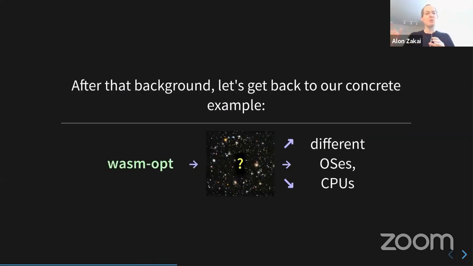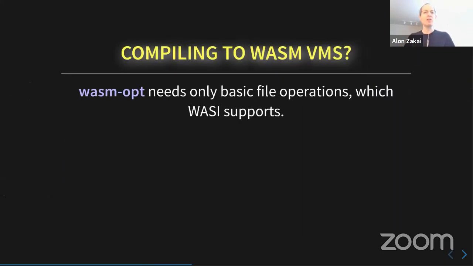Okay, so that was background generally for this space, but let's get back to the concrete example. So we have the Wasm tool, and we want to compile that to some kind of a universal build, just one build, and we want to ship the universal build to different OSs, different CPUs, etc. So what can we actually do here?